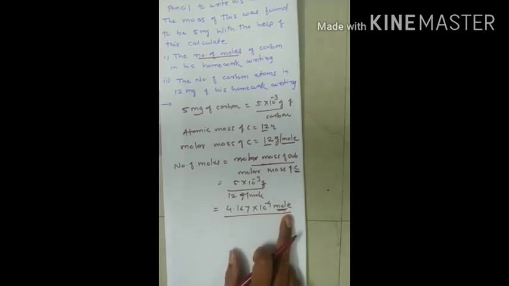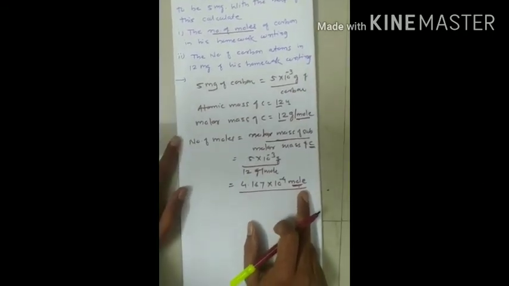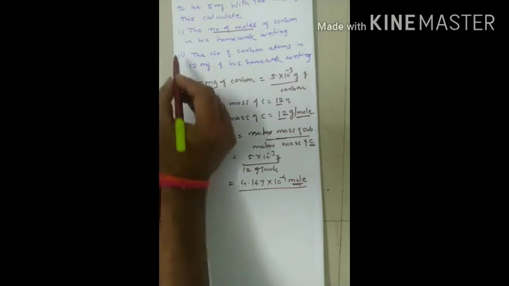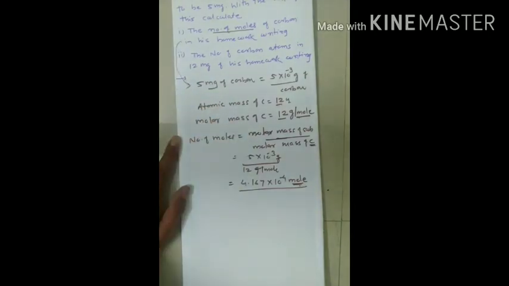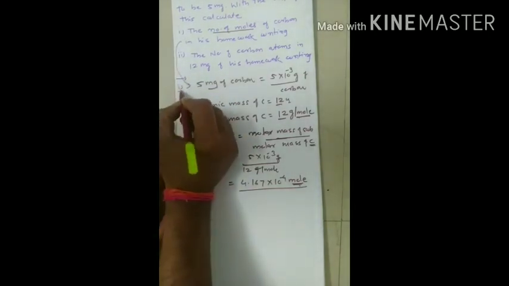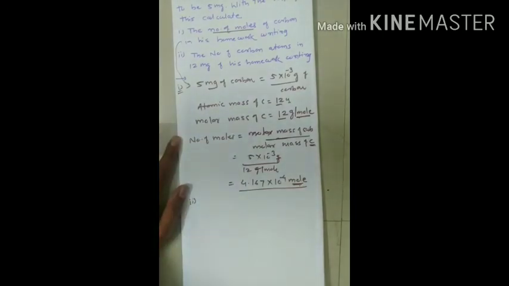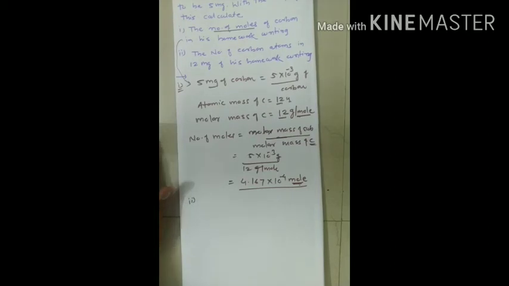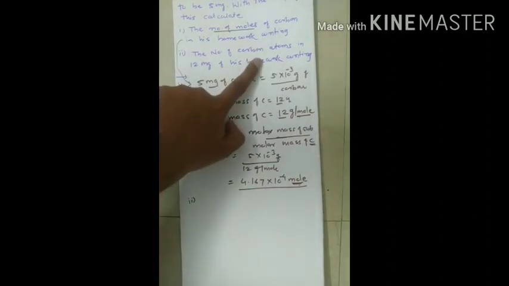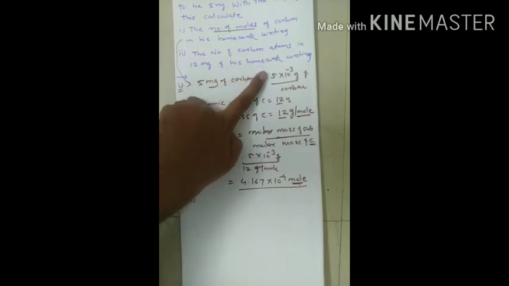Units give you an exact idea about the quantity. So this is the answer of your first sub question. Now we will proceed to the solution of the second sub question. The second question is like this: the number of carbon atoms in 12 milligram of carbon.